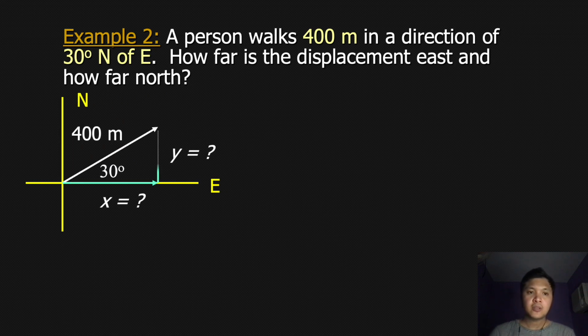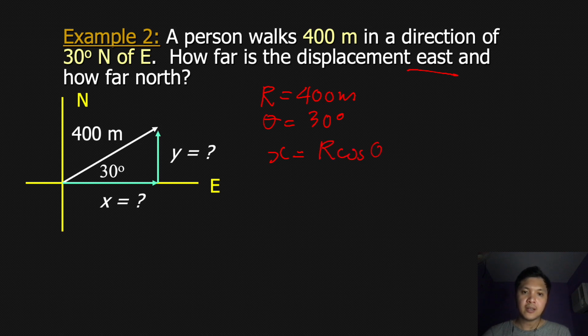Now, to give you an example, suppose a person walks 400 meters in a direction of 30 degrees north of east. How far is the displacement east and how far north? So to get the displacement east, we have to get the x component, and to get the displacement north, we have to get the y component. Now again, the magnitude is 400 meters, so r is equal to 400 meters, while theta here is equal to 30 degrees. Now, given the formula earlier, x is equal to r cosine theta.